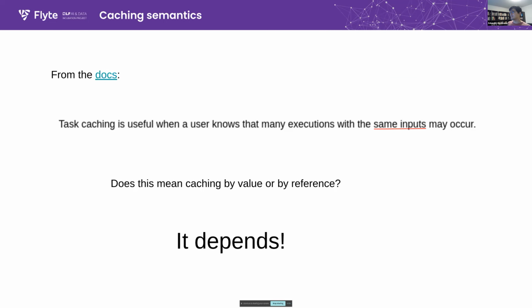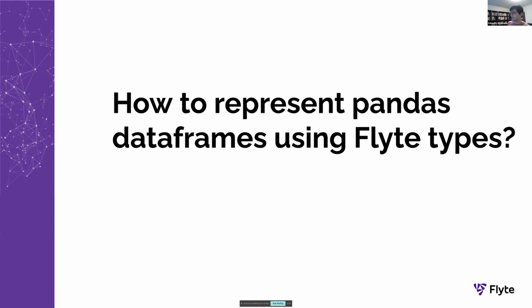But for some cases, and here I will pick our beloved pandas data frames as an example of this, it's not so easy to think about how you even represent a data frame, right? What if you have a data frame that's like 1 petabyte of data? How does Flyte even know about that data frame?